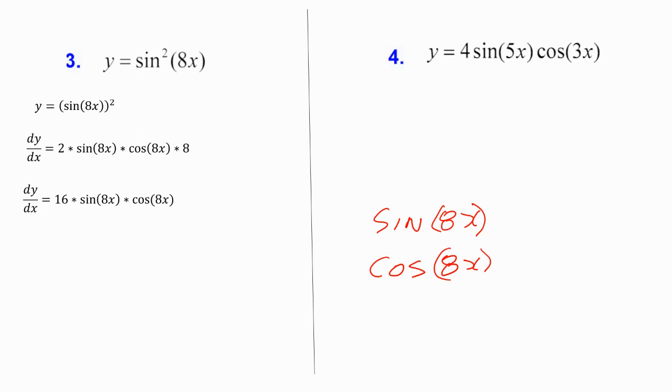The inside function is 8x. That's why I'm going to multiply that by 8. Do you remember that? No, it's not product rule. This is a function of a function. The 8x is a function inside of the sine function. So it's a function of a function is what we're calling this. You're not multiplying sine times 8x, which is kind of what I think you're thinking. It's the sine of 8x. So that's why that is the case.